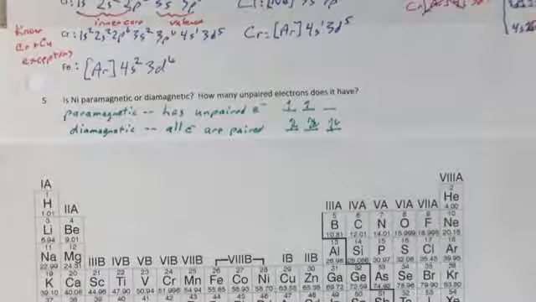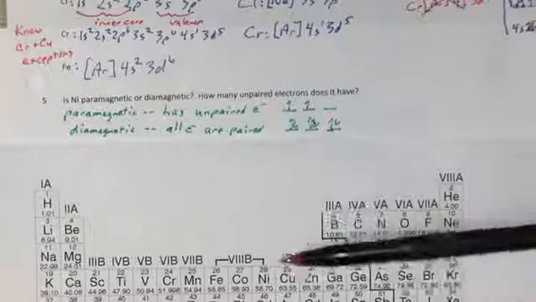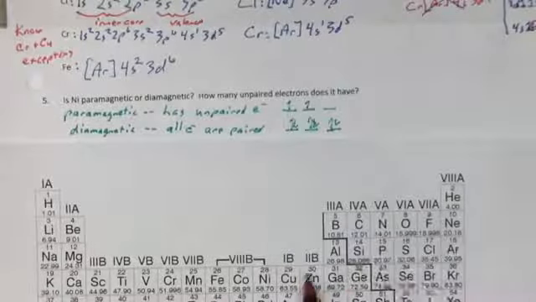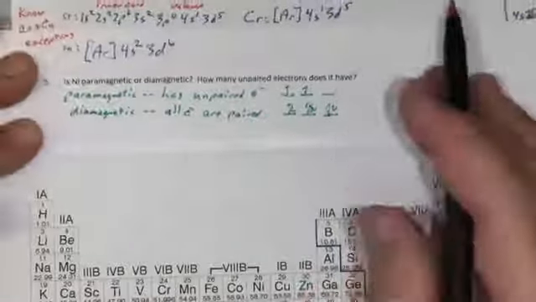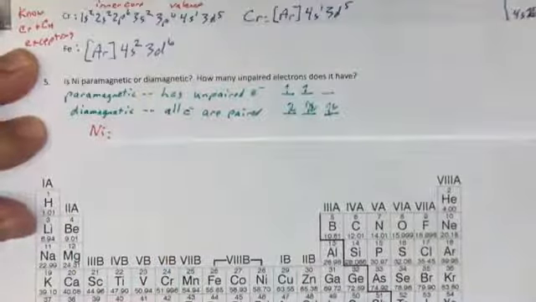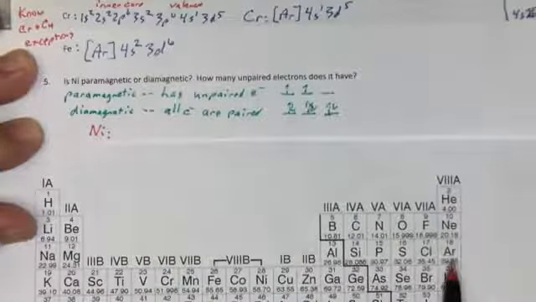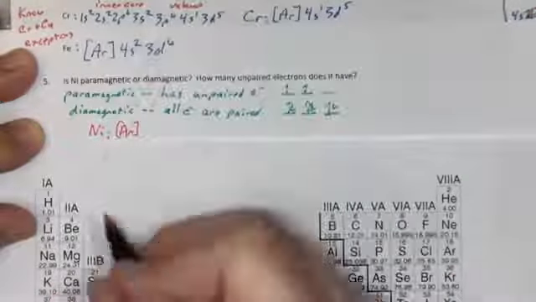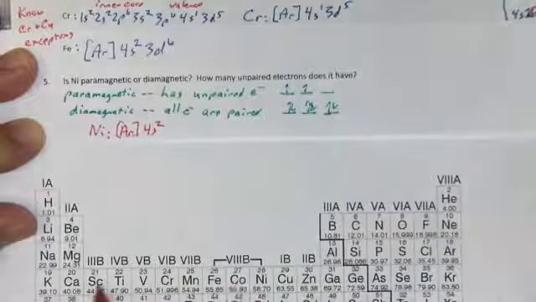So let's look at nickel. In order to answer this, don't just look at the periodic table. Do the electron configuration. For nickel, I'm going to do the abbreviated electron configuration. The noble gas before nickel is argon, so I'll put argon in brackets. And then immediately following argon, this is 4s2. And then we'll count up to nickel.